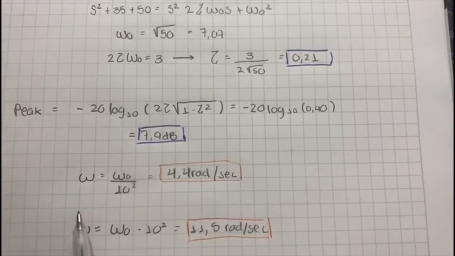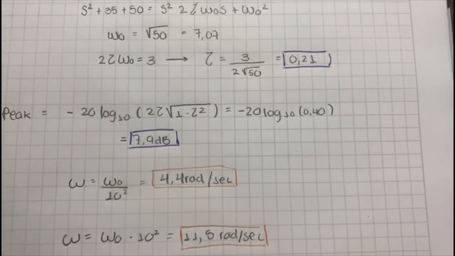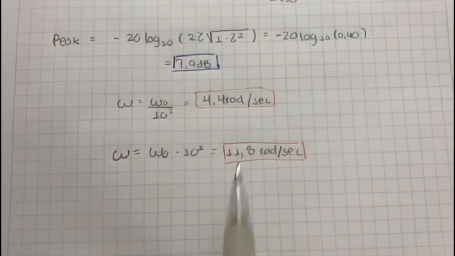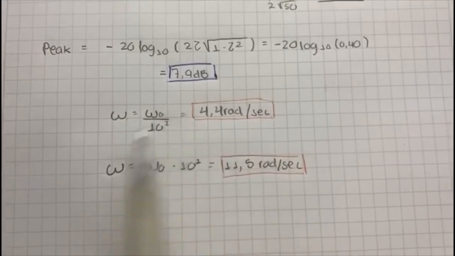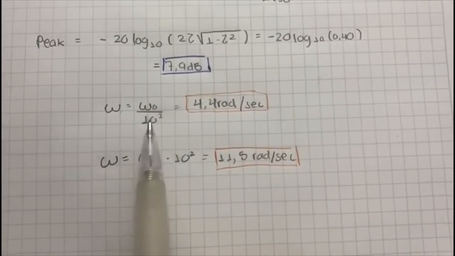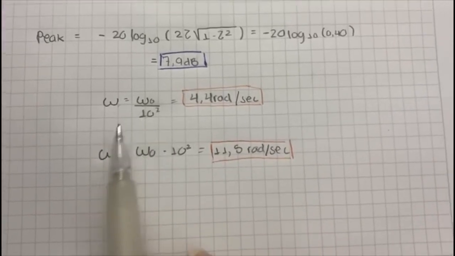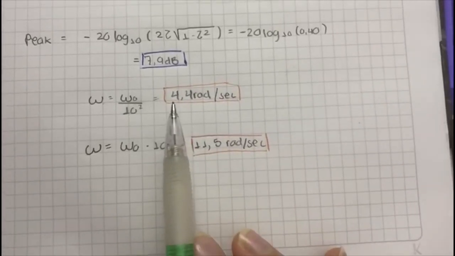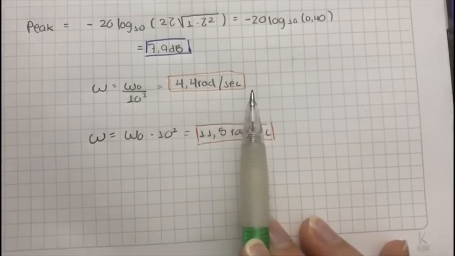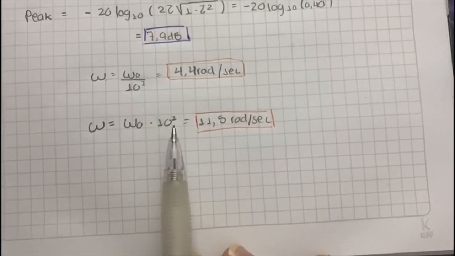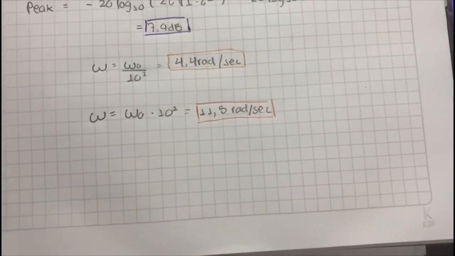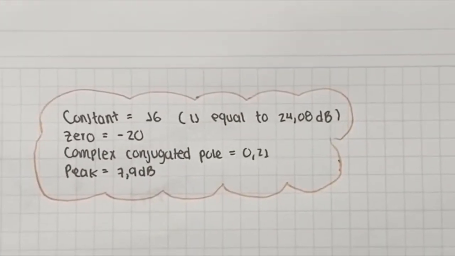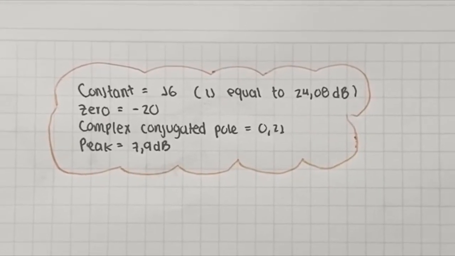In the third step, we find the high or low frequency cutoff value. Low frequency is equal to w0 over 2 zeta, which is 4.4 radians per second. High frequency is equal to w0 over 2 zeta at zeta equal to 0.5 radians per second. Taking into account the calculations previously explained, we obtained this data.